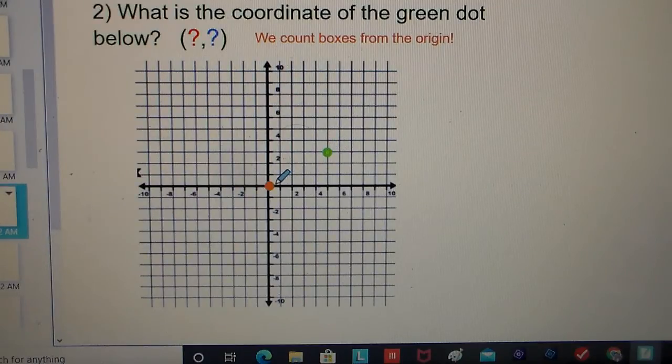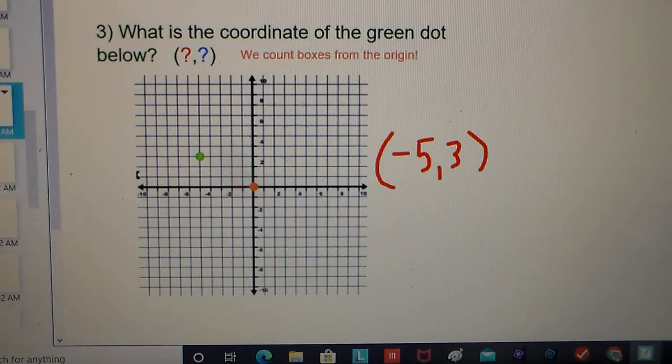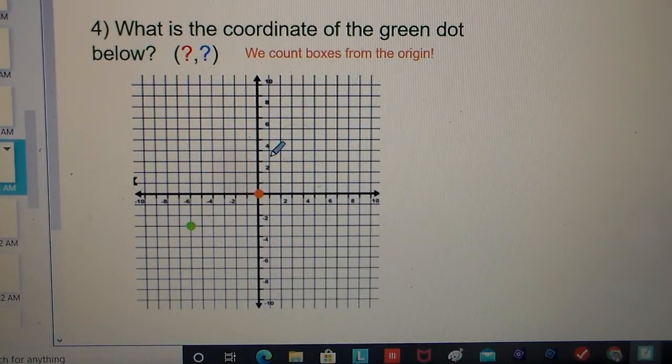How about this green dot? Well, that's 1, 2, 3, 4, 5 to the right, 3 up. So that coordinate's 5, 3. Here in number 3. This coordinate is 5 to the left, 3 up. So this one is -5, 3. Number 4. This one is 6 to the left, 3 down, so that would be -6, -3.